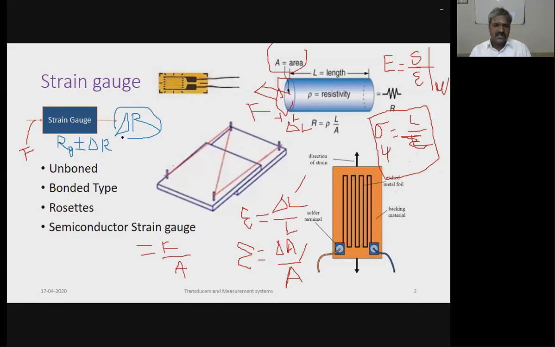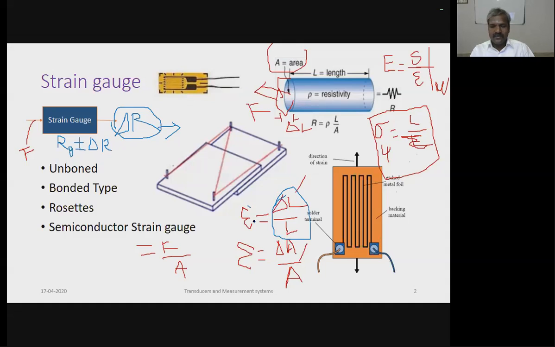This resistance change is a very small micro value. Also the strain developed in the bar or in the rod is all in terms of micro. So whatever strain we detect from the field is normally in terms of micro values. Actually, the strain is, as I said here, change in length by original length.